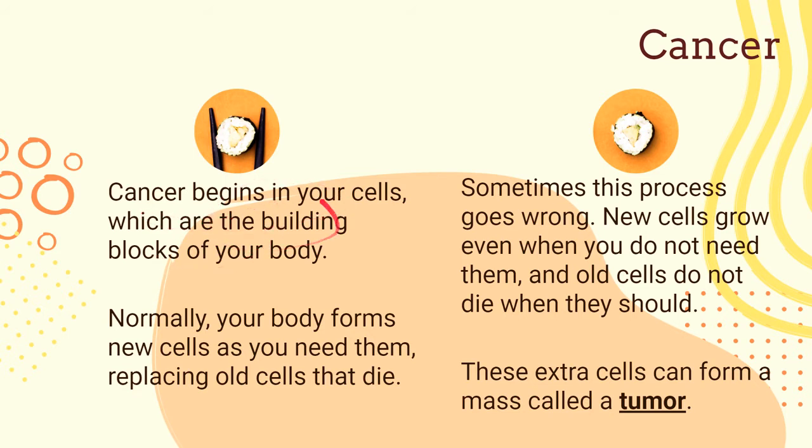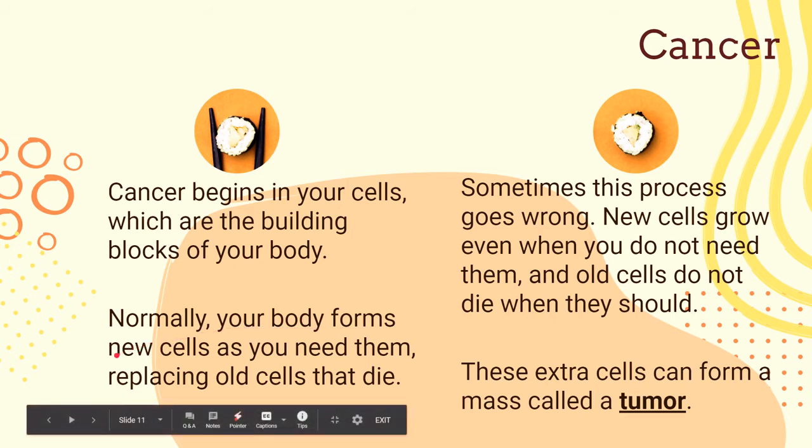So cancer begins in your cells. Cancer cells are actually just healthy cells that underwent abnormal cell division. We all know that cells are the building blocks of our body. If you still remember our lessons on levels of organization, cells make up tissues, tissues make up organs, organs make up organ systems, and organ systems make up the organism. So again, normally our body forms, grows, and develops new cells as we need them, and then eventually they get replaced when they die.